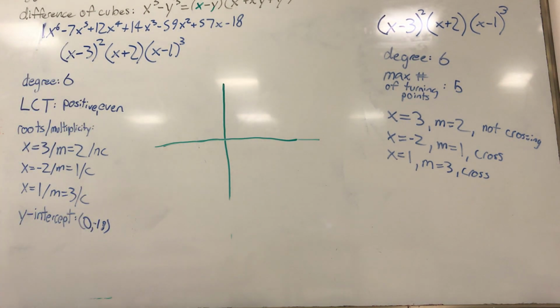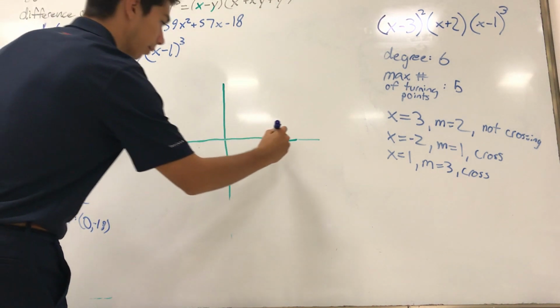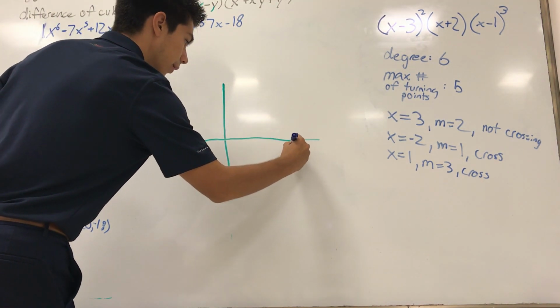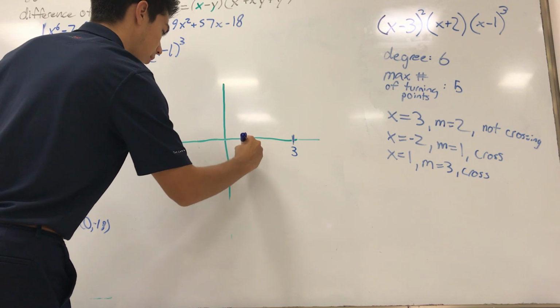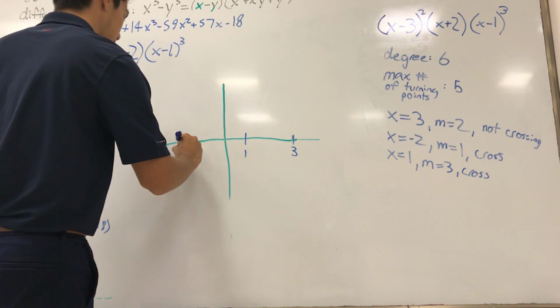Okay. So now what I want to do whenever I start sketching out a polynomial function is I want to mark where the roots are going to be. So I have a root at x equals 3. This is 3. I have a root at x equals 1. And I have a root at x equals negative 2.